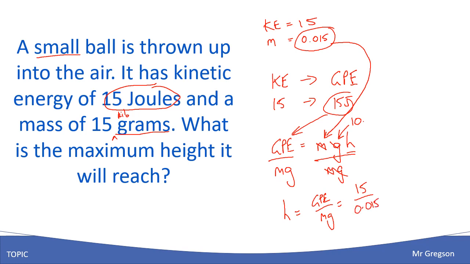0.015, times my gravity, 10. So I'm getting my calculator out now. This is an opportunity to use our fraction button. Put it all in the calculator in one go so you don't make any mistakes here. So 15 on the top line, on the bottom line I've got 0.015 times 10, and my answer is a lovely, nice, round 100 meters. Well done if you got that right. Let's move on to the next one.